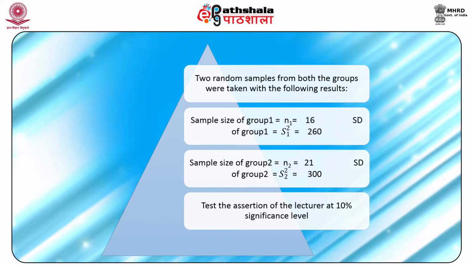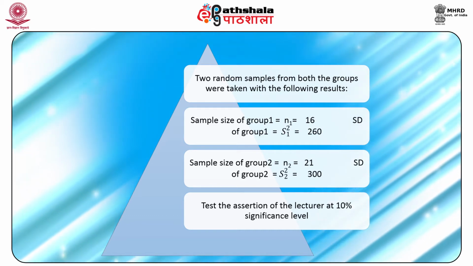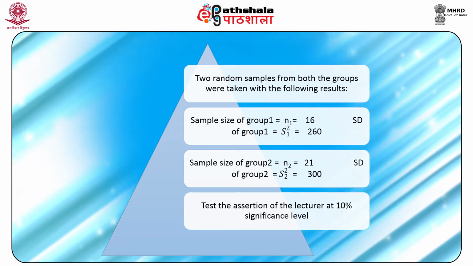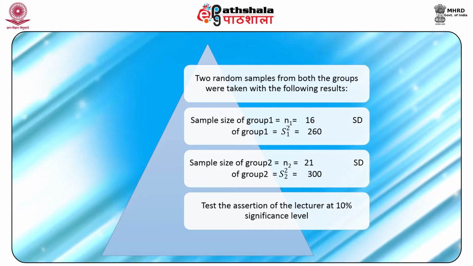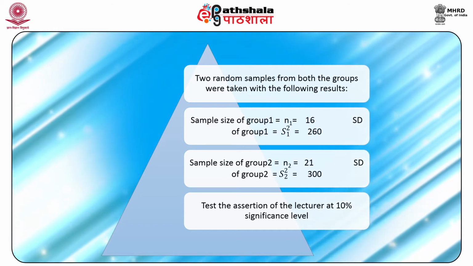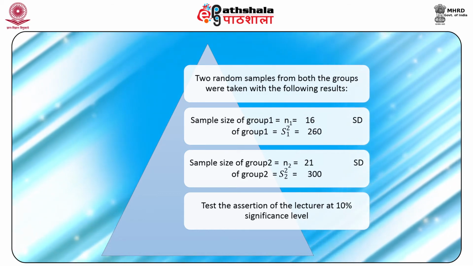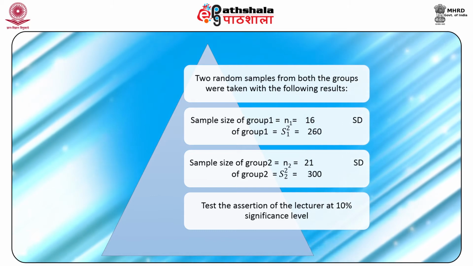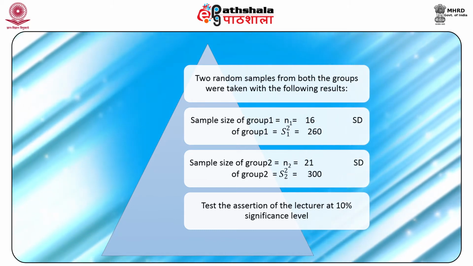Sample size of group 1, N1, we take equal to 16. The variance of group 1, which is S1 square, is 260. Let's say sample size of group 2, N2, is equal to 21, and the variance of this group 2, S2 square, is 300. Test the assertion of the lecturer at 10% significance level. What is the solution? How will you do it? Let me give you the solution here.